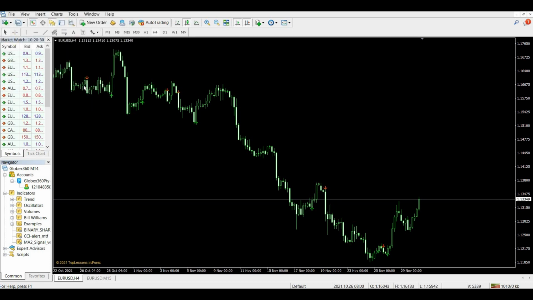So I'm just going to click OK there, and just to show you what I mean is that we had a sell signal over there. Here we had a buy signal that goes up, a buy signal, a sell signal. So we can see how simple it is to use the Binary Shark indicator.